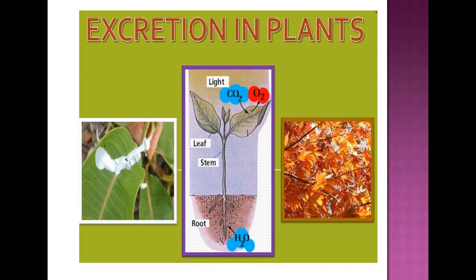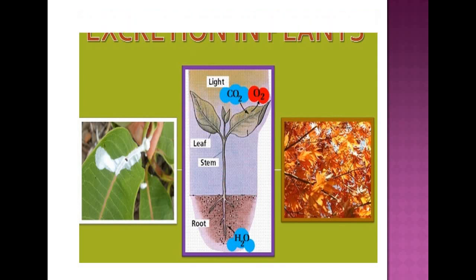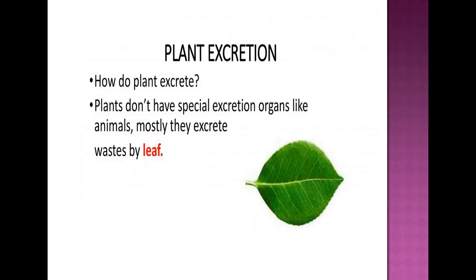Excretion in plants. Like animals, plants do excrete. What are the major products which are excreted by plants? Carbon dioxide, water, and oxygen. How do plants excrete? They do not have any special organs except the leaf. So major waste products are removed by the leaf.